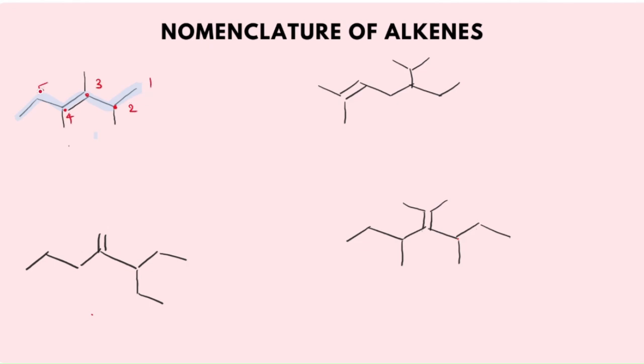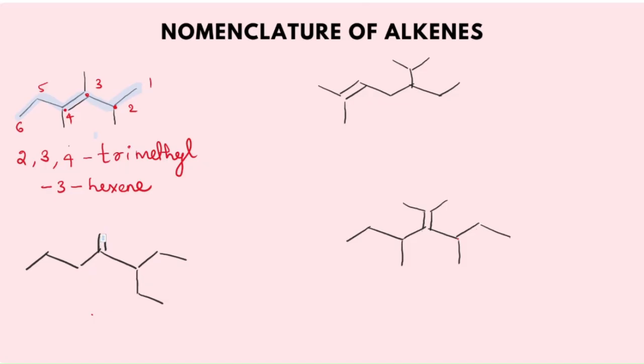Now, choose the longest chain including both the double bond carbons, and we have 3 substituents here. So that's why 2, 3, 4. Since there are 3 methyls, trimethyl, and there are 6 carbons, therefore 3-hexene or hex-3-ene. That is the correct IUPAC name of the molecule. Let's take the second molecule.